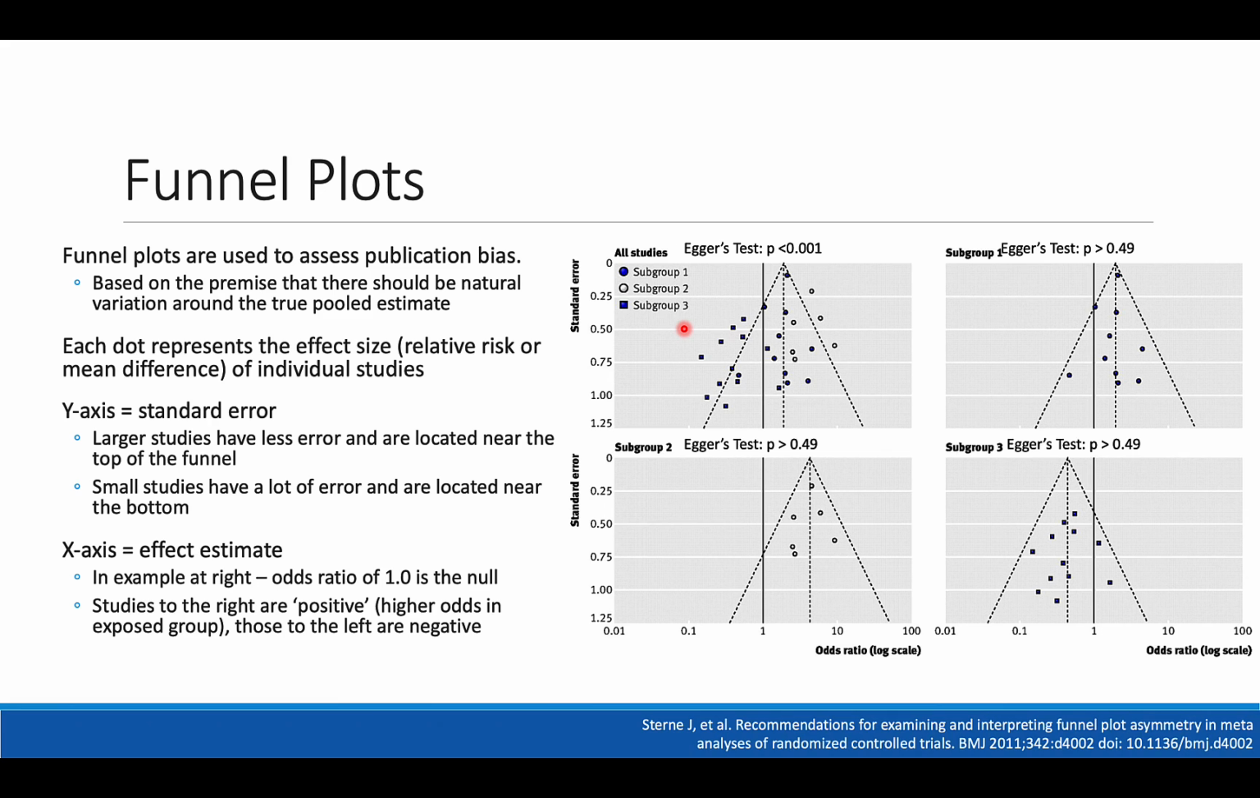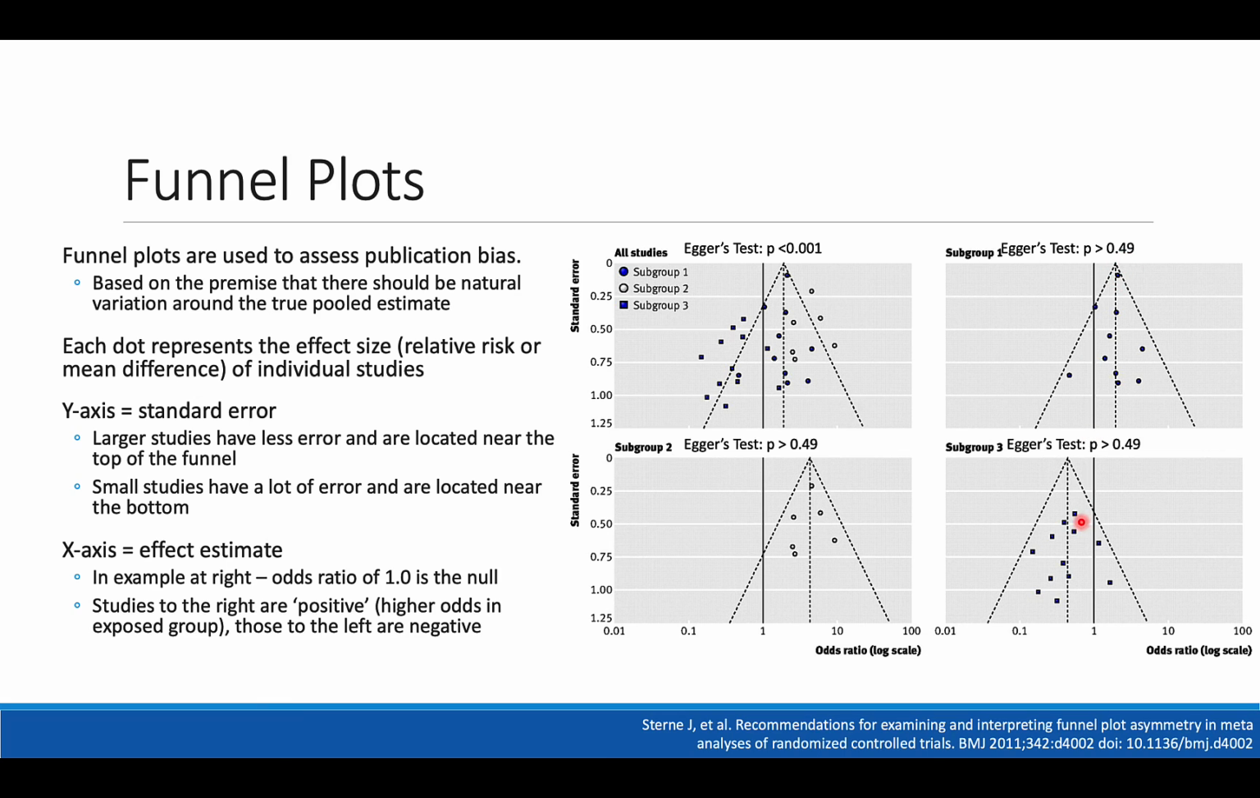There's also an additional statistical test which you can run called the Egger's test. And this can tell you with a p-value whether or not you have publication bias. So as you can see in this first study up here in the upper left, the Egger's test was performed and produced a p-value of less than 0.001. And that's where, in this study, we thought we had publication bias just from looking at the funnel plot, but the Egger's test is confirming that there is statistical evidence of publication bias.